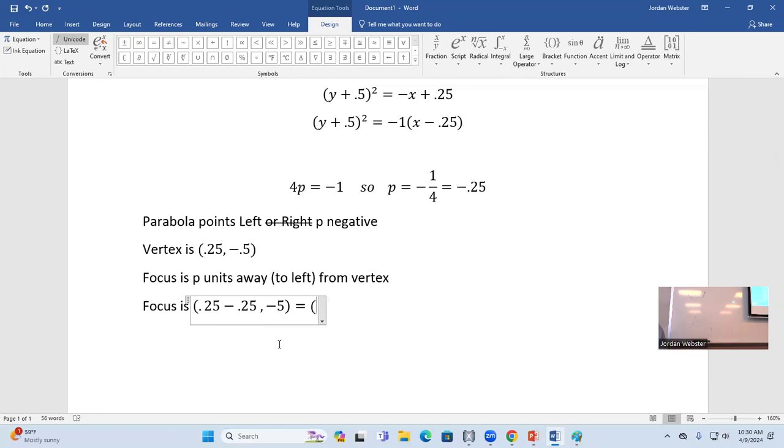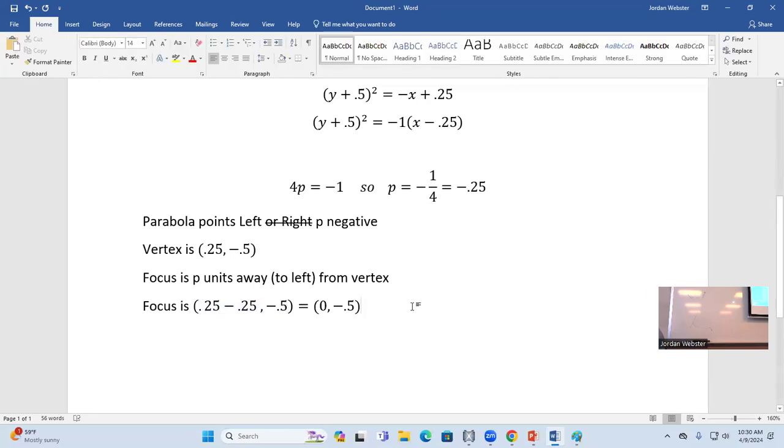So the focus is actually going to be at 0, comma, -0.5. Whoops, I don't have my decimal there. 0, -0.5 is my focus. Hopefully that makes sense with what I'm doing. I know it's pointing to the left, and therefore the focus is going to be in here somewhere. So I need to shift it over from the vertex. Shifting it to the left is a shift in the x component.